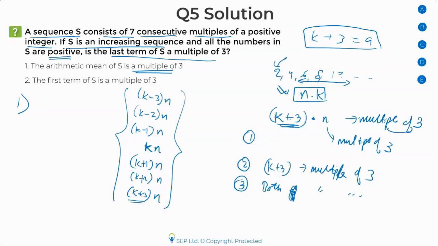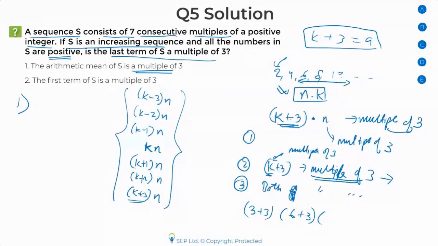Sumit, yes, that's very good. That's a good thing that you're saying. Let me write it down. Sumit is saying if k plus 3 is a multiple of 3, then that means k has to be a multiple of 3, which is absolutely correct, Sumit. For example, k has to be like 3 plus 3 or 6 plus 3. Otherwise, if k is not a multiple of 3, k plus 3 won't be a multiple of 3.